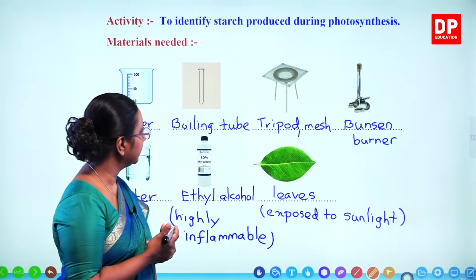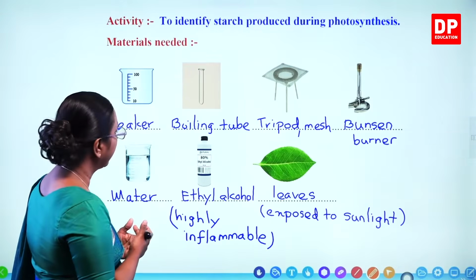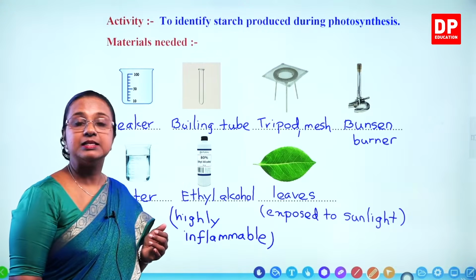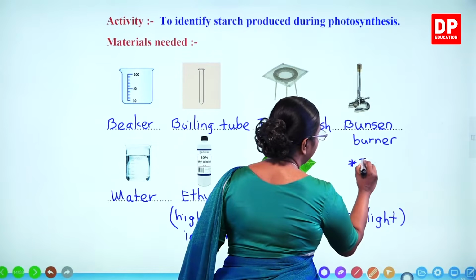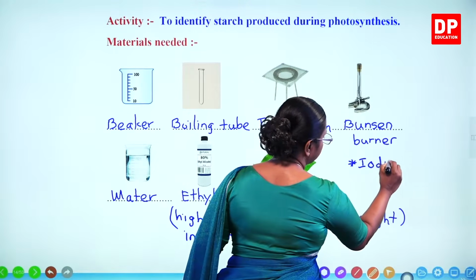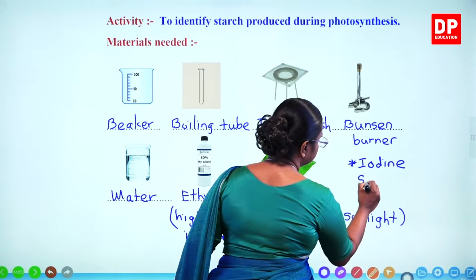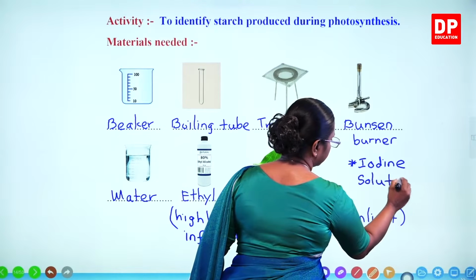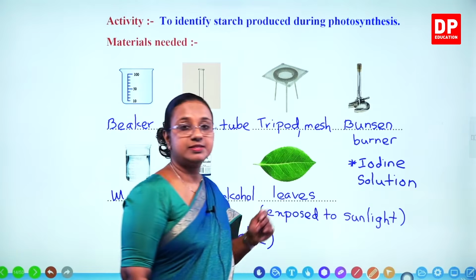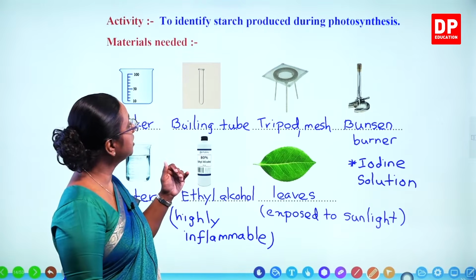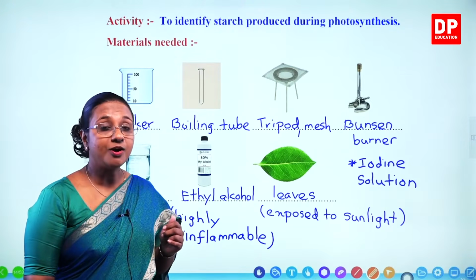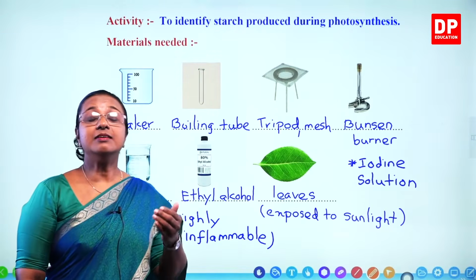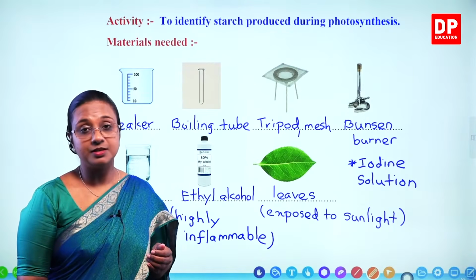And then to that leaf, we will have to add iodine solution. So here we will also need iodine solution. You all know this is the reagent that is needed to test for the presence of starch. What is the color of iodine? It is a reddish brown color solution.